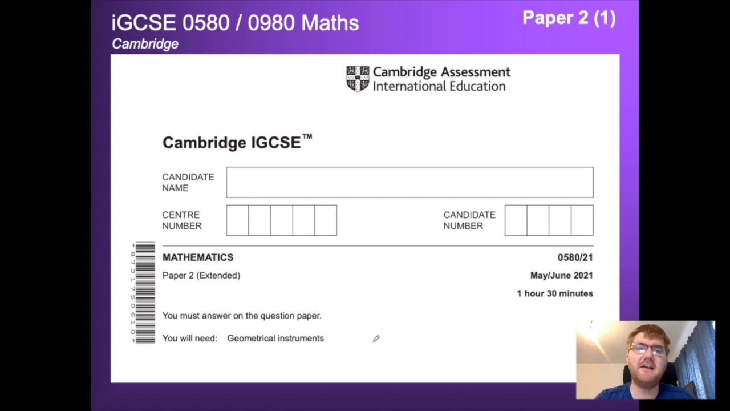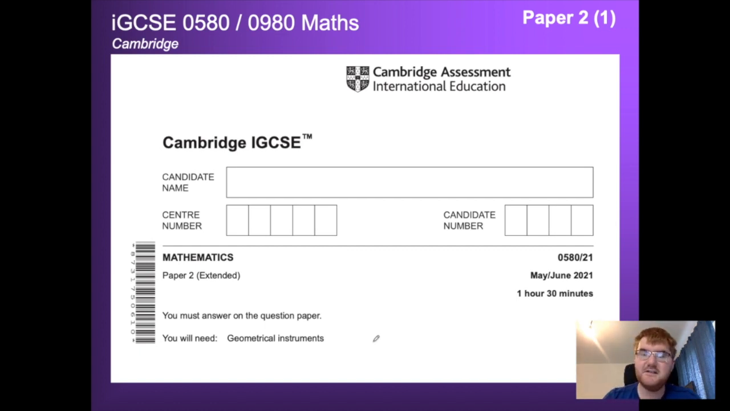This is for the iGCSE 0580 course, which is the same as the 0980 course. It's just graded differently, from 1 to 9 rather than A star to G. We're going to take a very up-to-date paper here, May-June 2021. It is 1 hour 30 minutes long, 70 marks, and a calculator can be used as we go through.